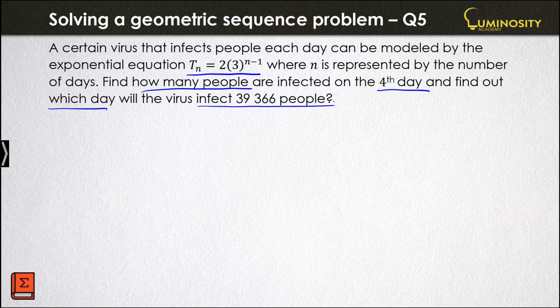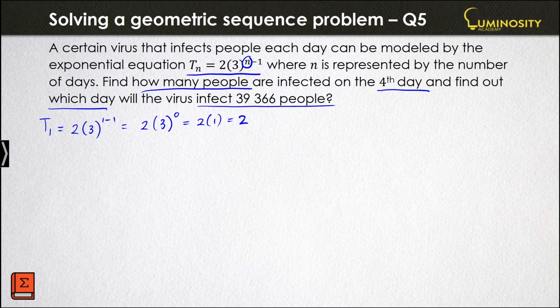All right. Let's see what happens on the first day, T sub 1. So if I plug in n equals 1 into this equation, I get 2 times 3 to the power 1 minus 1. That's going to be 2 times 3 to the power 0. 3 to the power 0 is just 1. So I get 2. So on the first day, this virus has infected 2 people.